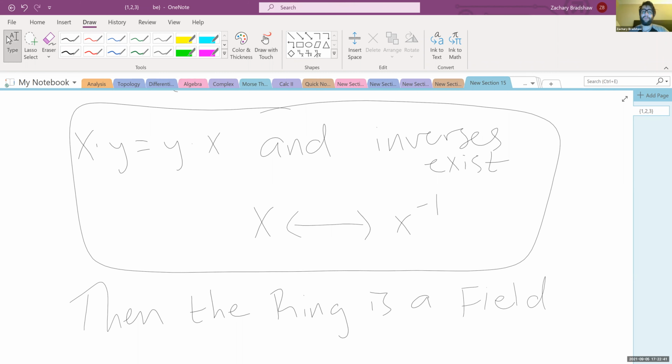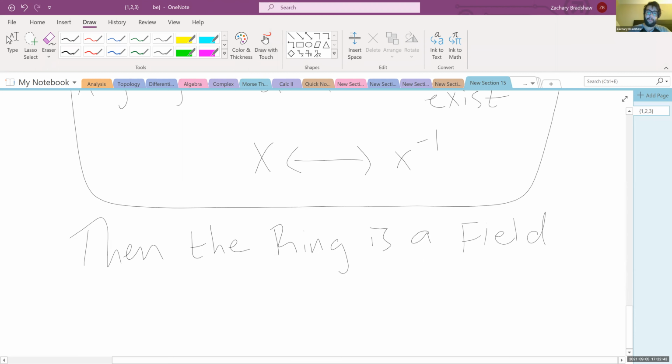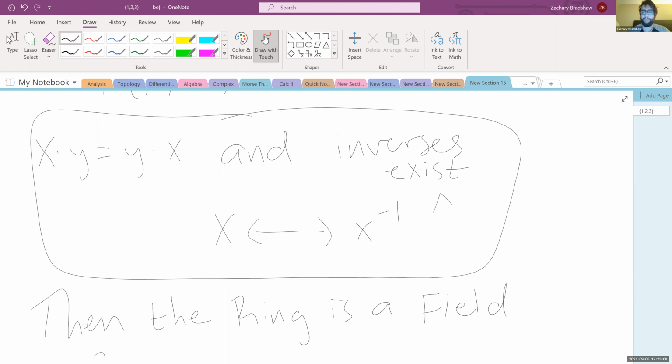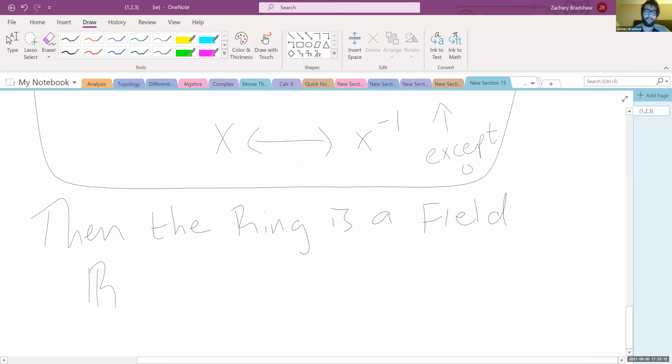Okay, and this is something we do care about. So we'll never look at rings by themselves, I don't think, but a field is something we do care about. An example of a field is the real numbers, right? The multiplication is commutative. 2 times 3 is the same thing as 3 times 2. a times b is the same as b times a. And every element other than 0 has an inverse. So except 0. Obviously, you don't need a multiplicative inverse to 0. Those don't exist.